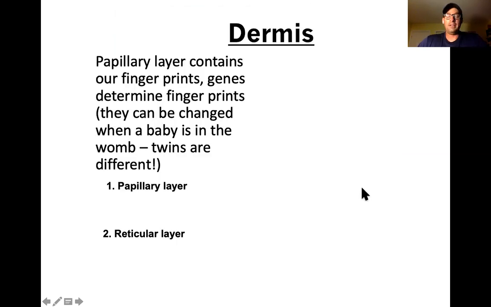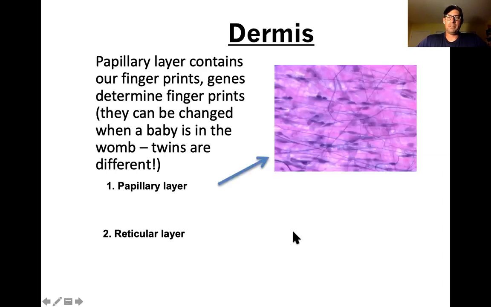Okay, and then the papillary layer contains our fingerprints. And your genes that you inherit determine your fingerprints, but the environment that you're in the womb or in the uterus also can change your fingerprints slightly. And that's why twins actually have different fingerprints, okay?